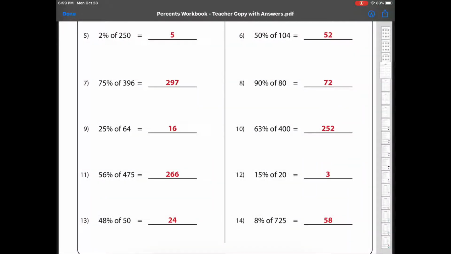All right, so here's questions 5 through 14. Question 5, 2% of 250 is 5.